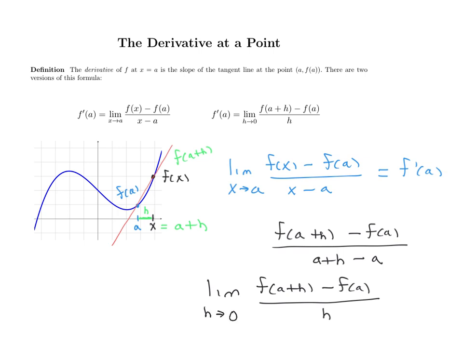And for this reason, this is also a formula for the derivative of f at x is equal to a. They'll be similar in their application, but sometimes this might be preferable to this definition here. But before moving on, the idea is we were talking about slopes of tangent lines. We're going to more formally call that a derivative.